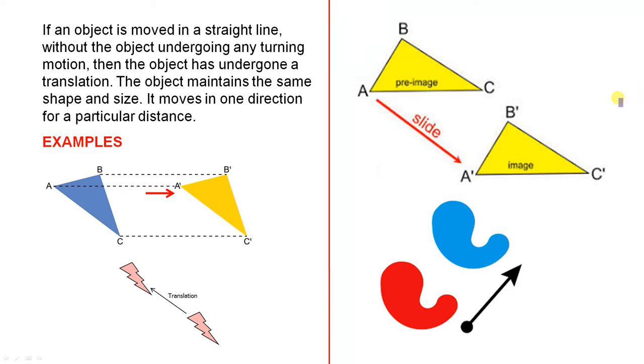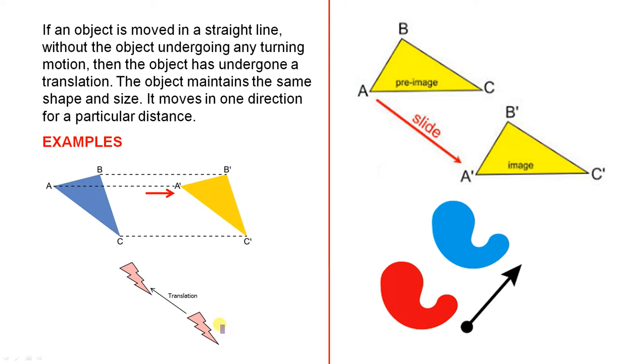Let's look at some examples. Here we have a triangle ABC, and here is an arrow telling us the direction of the translation. So we move the triangle from here to here, and the triangle is moving in a particular direction for a particular distance, and the shape and the size of the triangle remains the same.